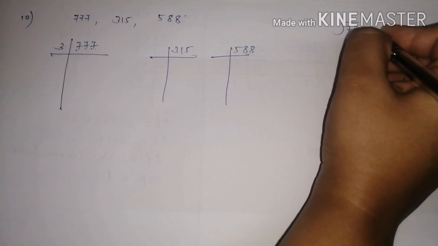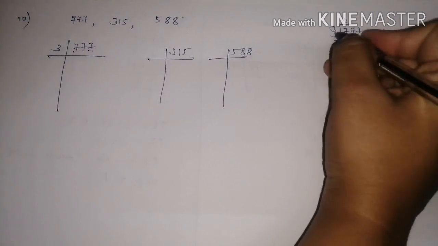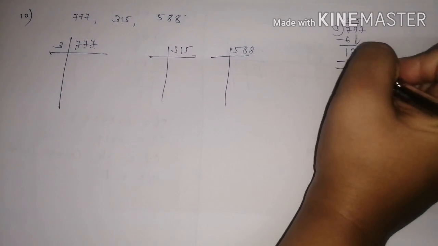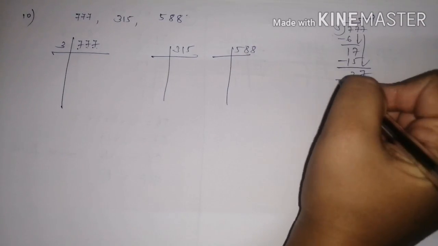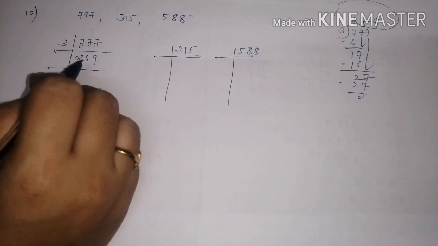Divide 777 by 3. 3 2s are 6, 1 remaining. Take this 7 down. 3 5s are 15. Take this 7 down now. 3 9s are 27. So you got 259.